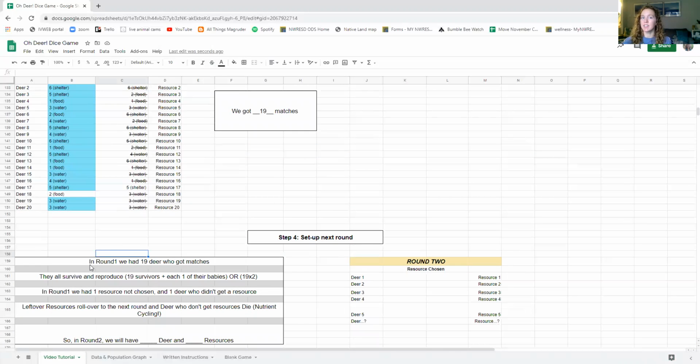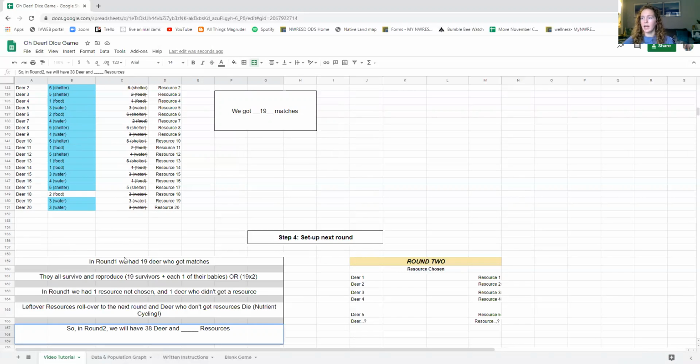Animals that survive tend to have one thing in common that keeps the species going. They reproduce. So every single one of these 19 deer is going to have a little deer baby. So we're going to do 19 plus 1 for each of those, or 19 times 2. You can do the math. 19 times 2. 38. Good job.